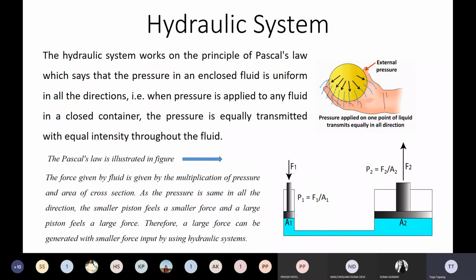Now you see, hydraulic system works on the principle of Pascal's law, which says that pressure in an enclosed fluid is uniform in all the directions. That is, when pressure is applied to any fluid in a closed container, the pressure is equally transmitted with equal intensity throughout the fluid.